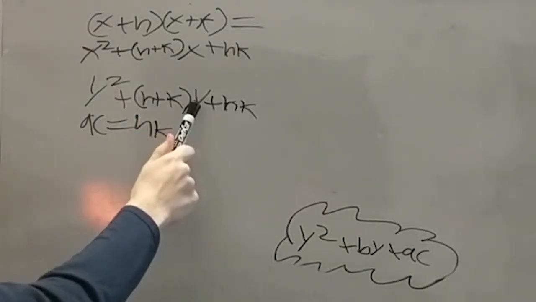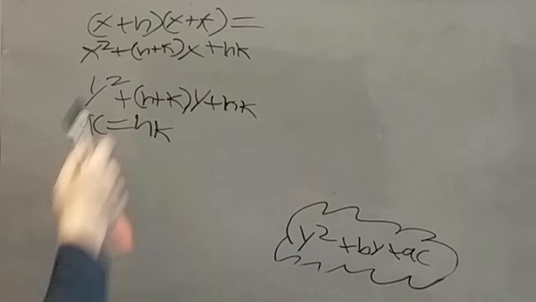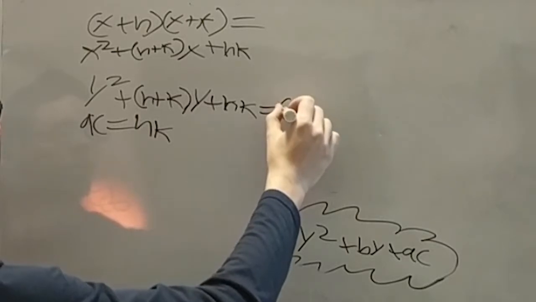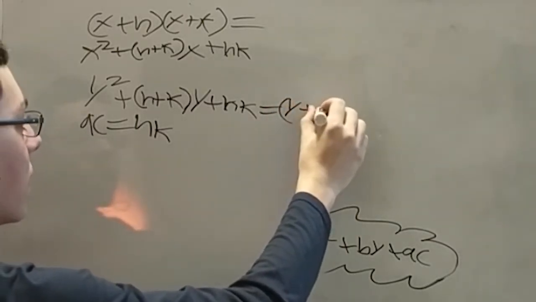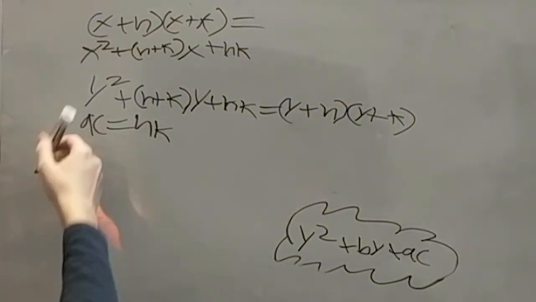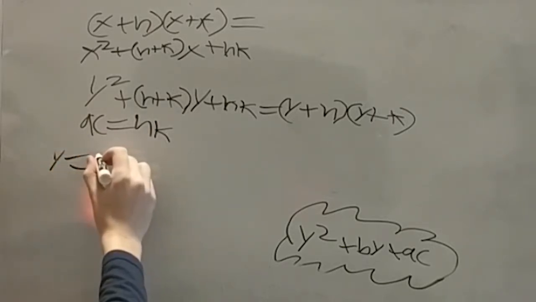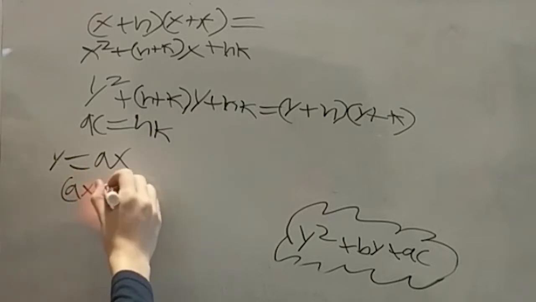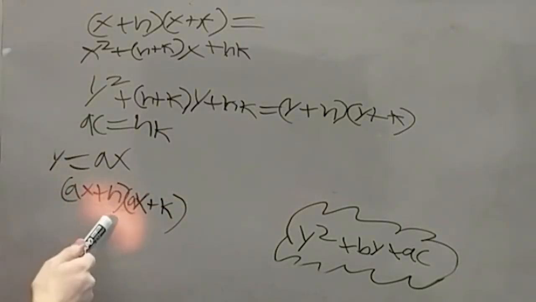So now, let's factor this back into something like this, which will be easy. It'll just turn out to be something exactly like this. Now remember that y equals ax. So now that we have factored this quadratic, let's bring it a bit closer back to reality and substitute y for ax. Ax plus h times ax plus k.